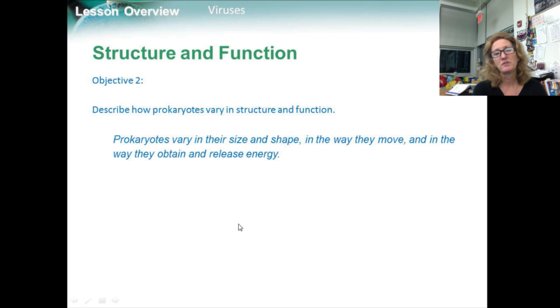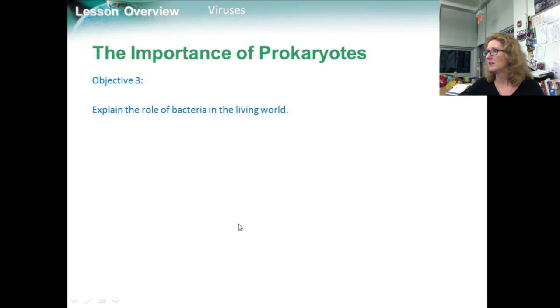So objective 2 was to describe how prokaryotes vary in structure and function. Well, they vary in size and shape, and the way they move, and the way that they obtain and release energy. Objective 3 is to explain the role of bacteria in the living world.